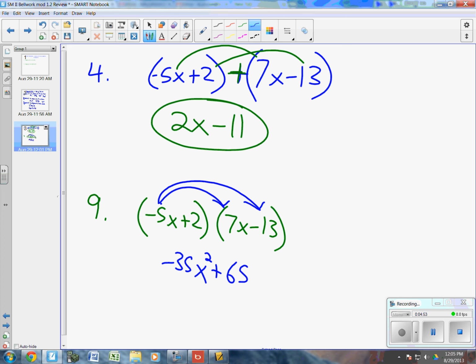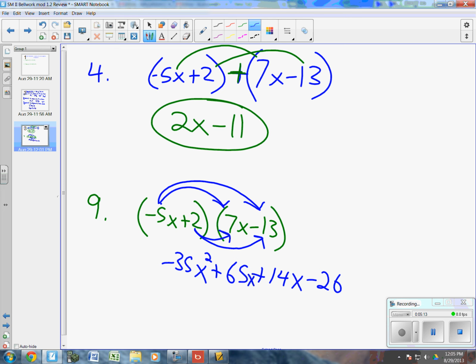Now what do I have to distribute? The 2. I've got to times the 2 by 7x and the 2 by negative 13. 2 times 7x is 14x, and by the way, that should be 65x, right? And 2 times negative 13 is a negative 26.